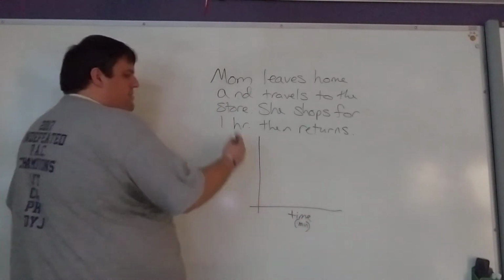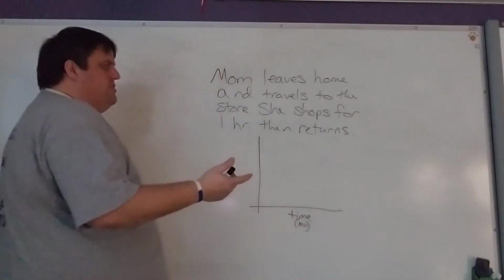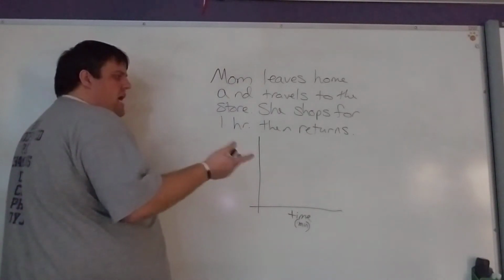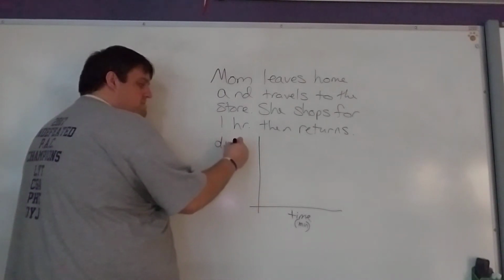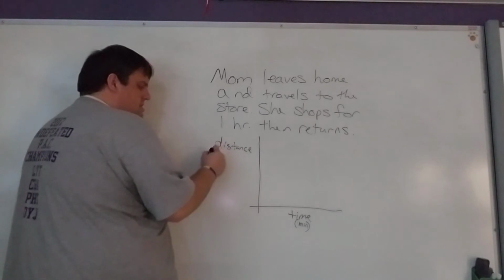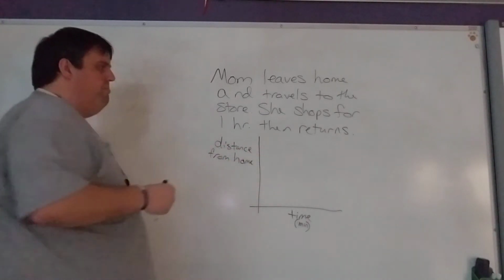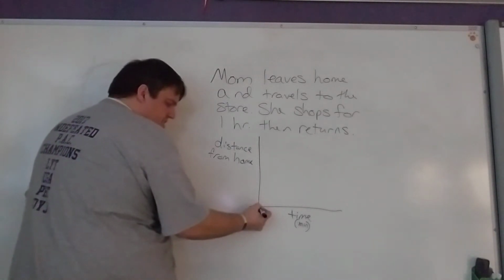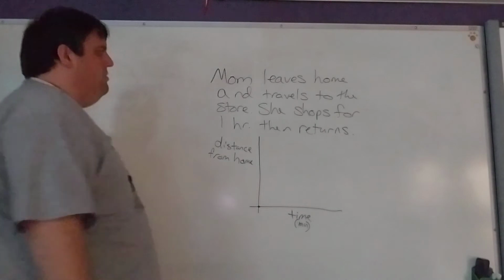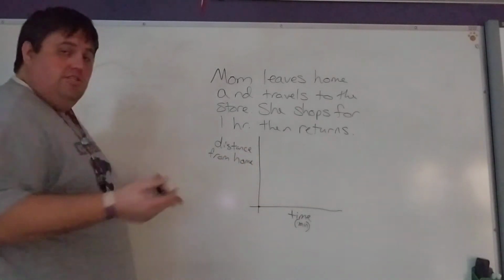And then what do you think our y should be? Well, it's talking about how she leaves home, she goes somewhere, and then she shops, and then she returns. So maybe distance from home. So the point 0, 0 is going to represent her home. And at the beginning of this, what's she going to do? So it says that she travels to the store. Now, it doesn't tell us how far away the store is.